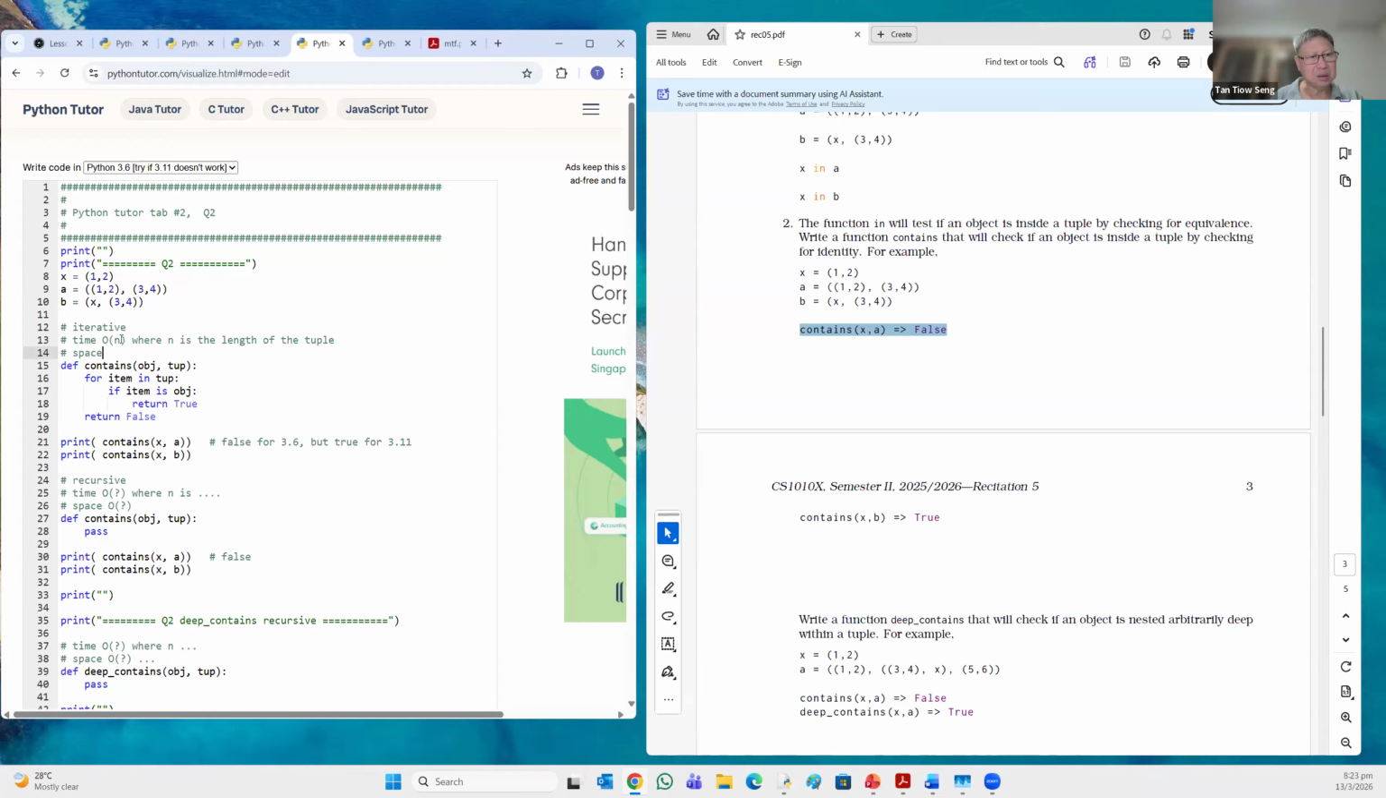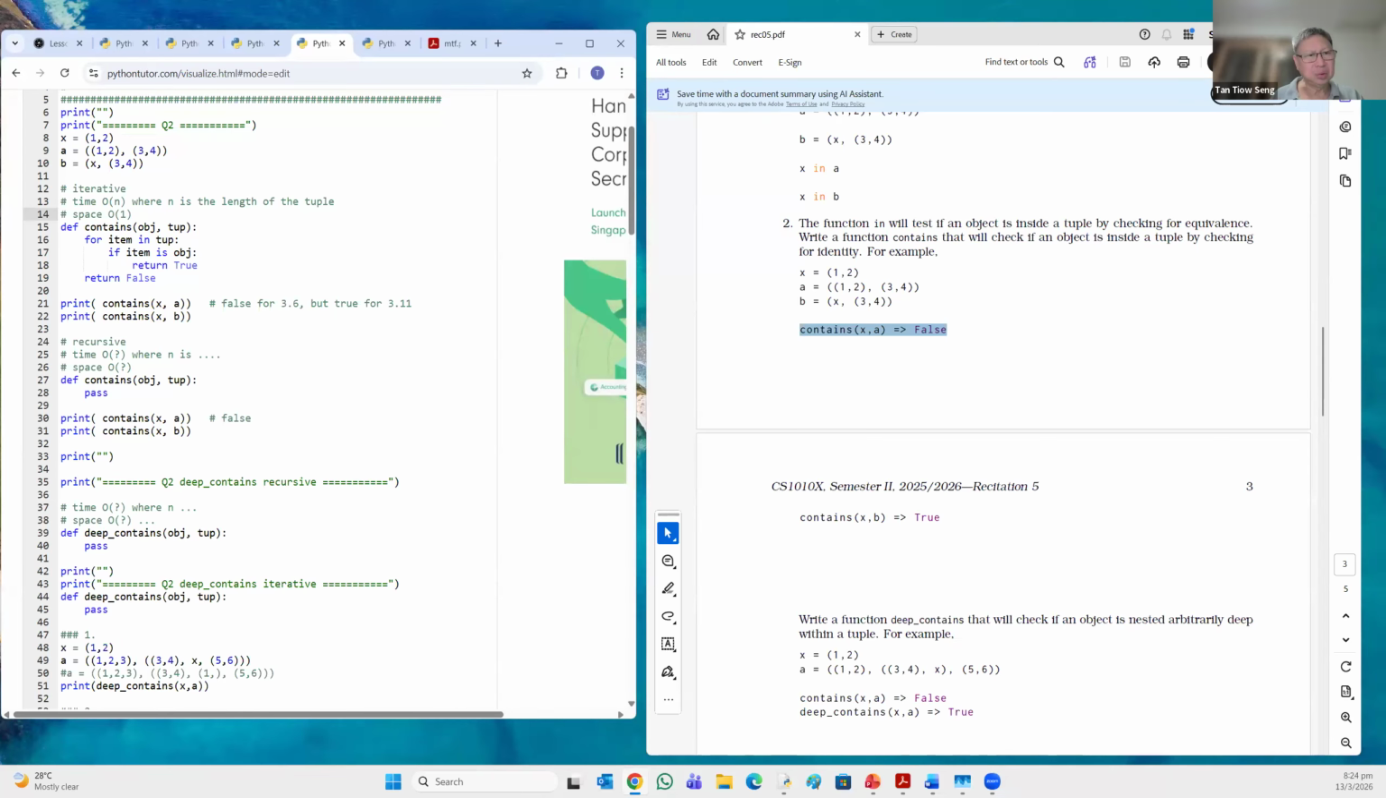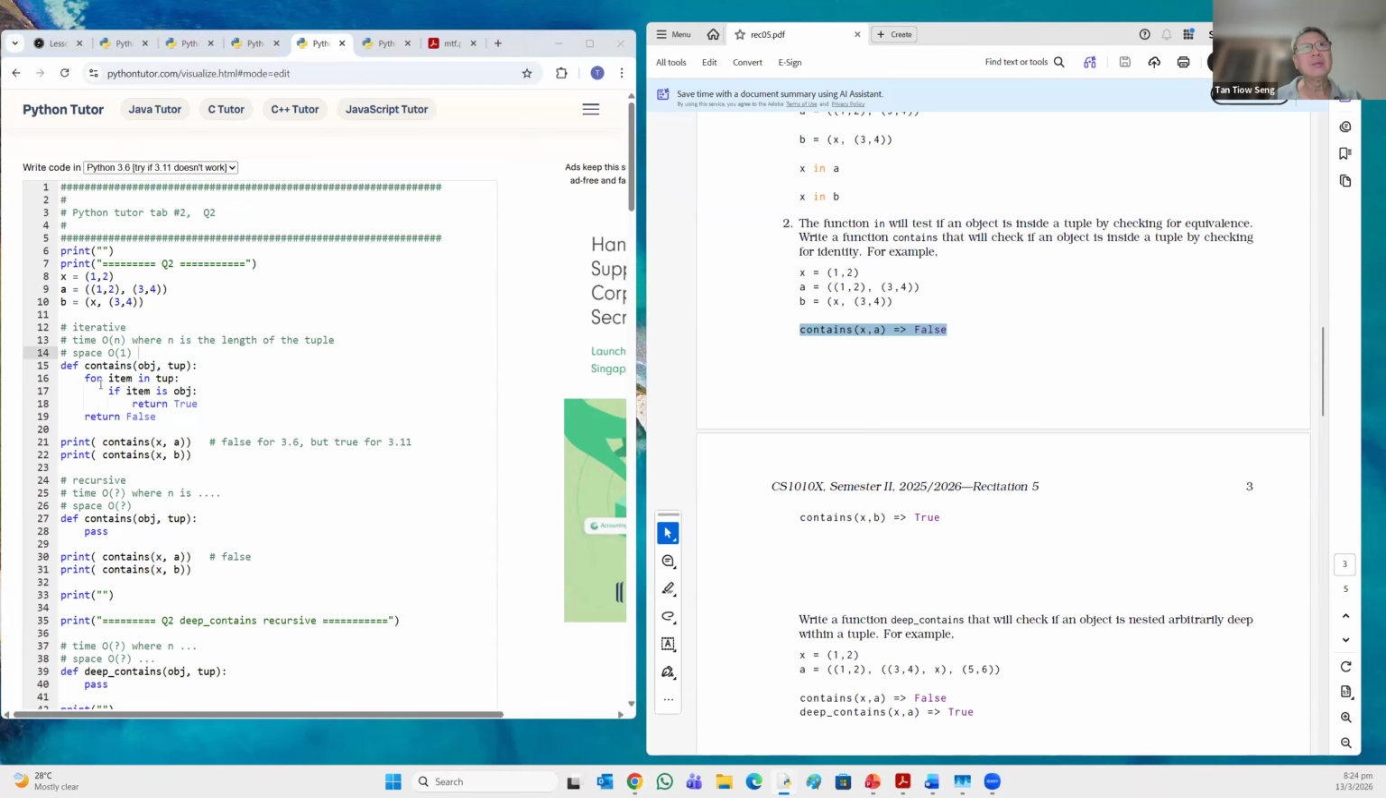What about space? Space should be O of n as well. Sorry, O of 1, it should be constant. Oh, why O of 1? Because there is no memory address that is required to hold the items. Okay, I want to show you this. You say O of 1, right?